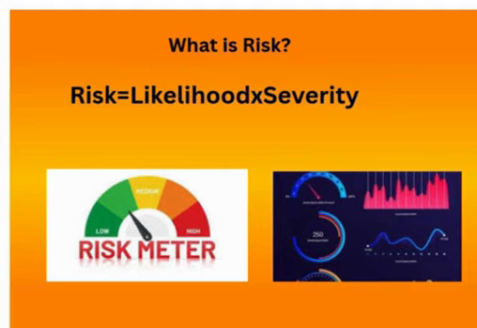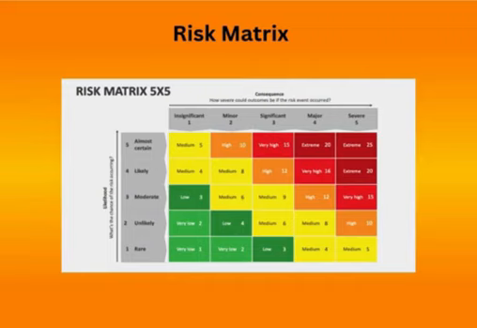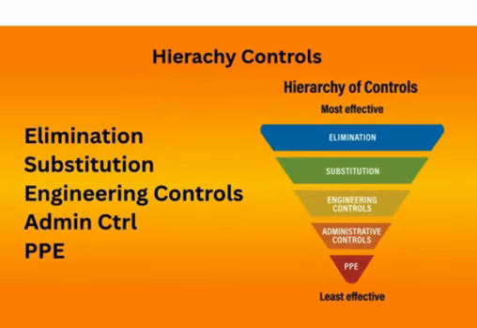After identifying hazards, we assess the level of risk associated with each hazard. This is often done using a tool called a risk matrix, which helps categorize risks as low, medium, or high based on their likelihood and severity. Once we know the level of risk, the next step is to decide on appropriate control measures to reduce or eliminate that risk. These control measures follow a standard hierarchy, which is very important to understand.